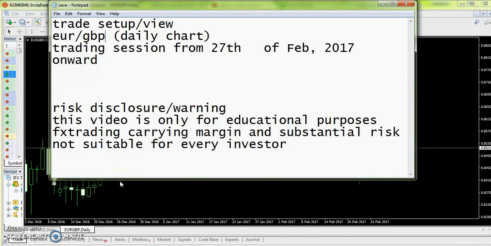This video is about a trade setup of Euro GBP. I would apply it on the daily chart. Remember, I won't use any indicator except only the trend line, in order to ensure myself where the market is going and, if I enter, on what basis I have to enter, right? Remember, this trading setup would be applicable from the trading session starting 27th of February 2017 onward.